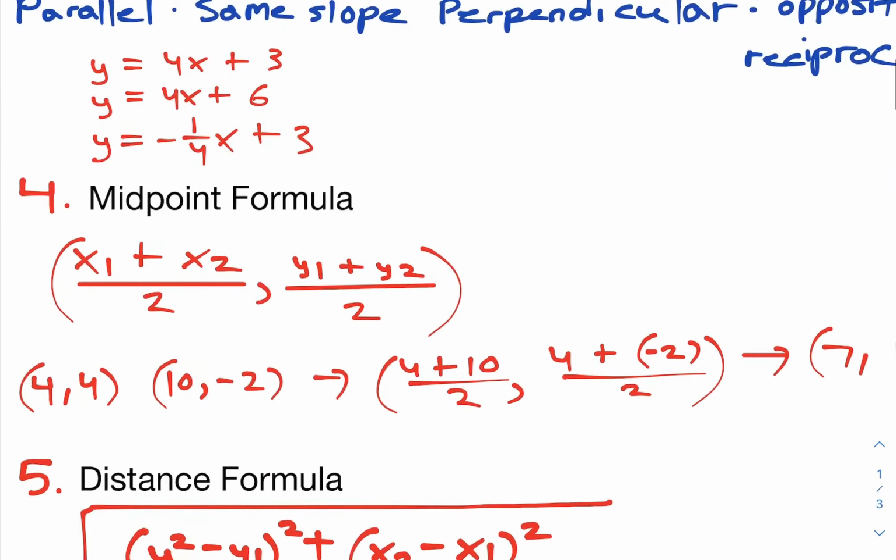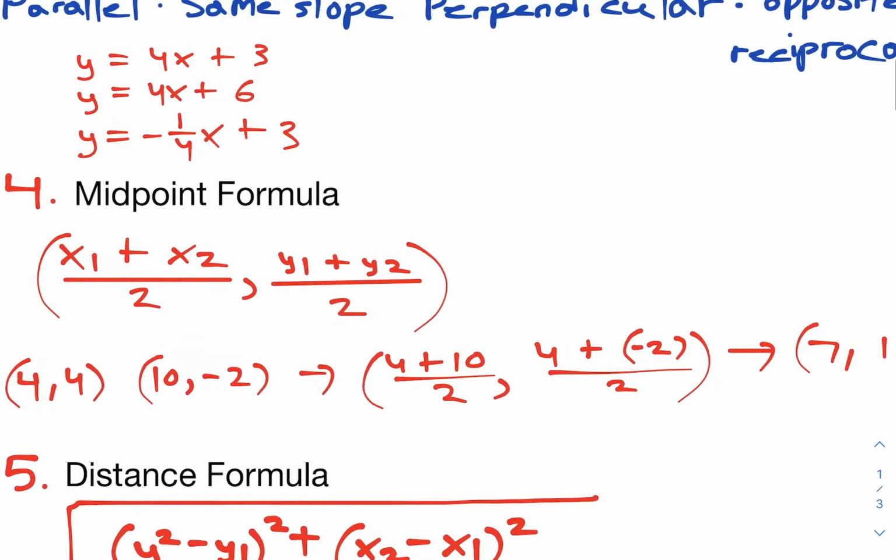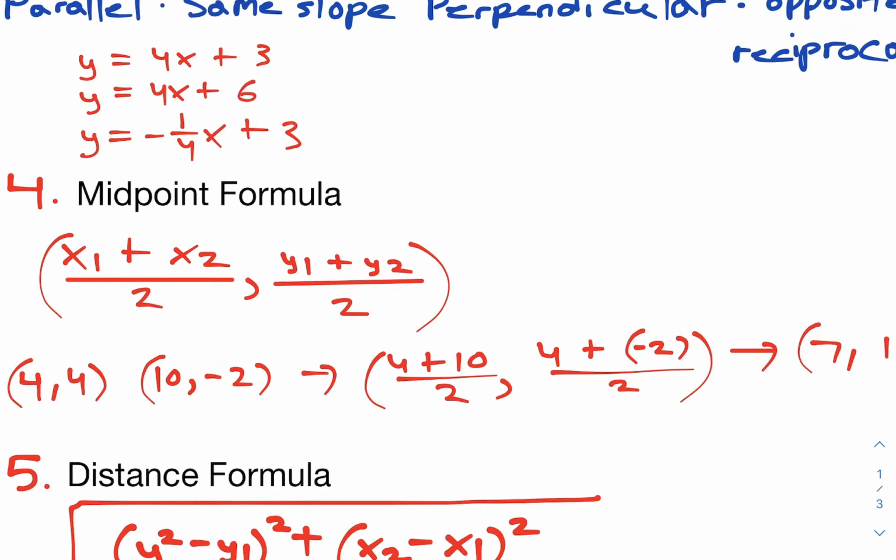The fourth formula to know is the midpoint formula, which is essentially used to figure out what the point in between two other points is. So if I have 2 points, I want to figure out exactly what point is in between those two. And the formula we use for that is x1 plus x2 over 2, comma y1 plus y2 over 2.